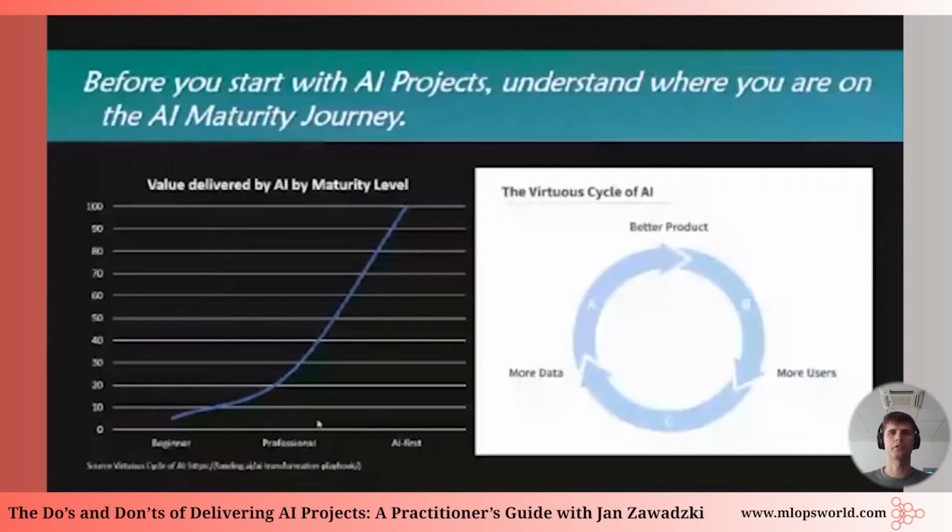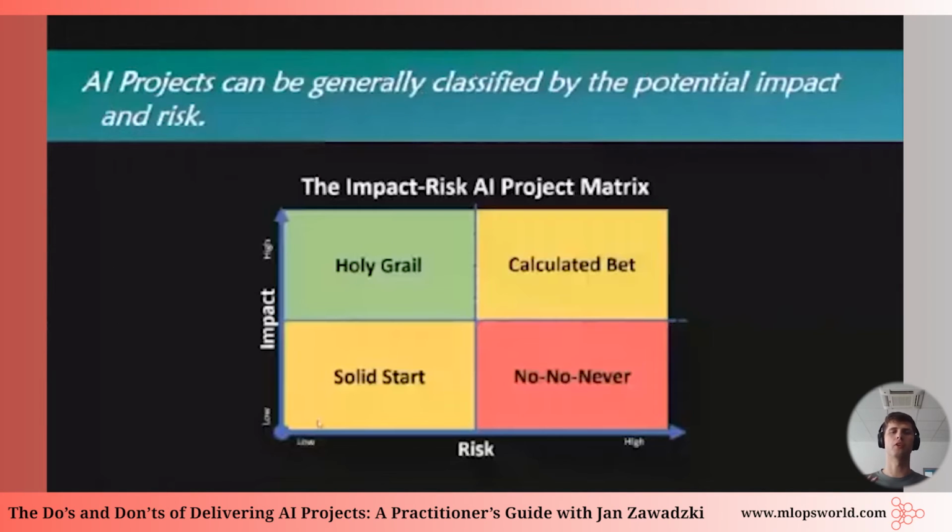Now, this is one of the first tools I want to teach you, or I want to explain to you. What you see here is a classical impact risk matrix, and I want to show you where you should focus on with your AI project initiatives. So you have low risk and high risk projects, low impact and high impact projects.